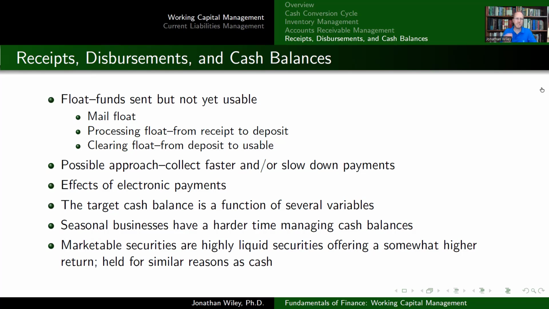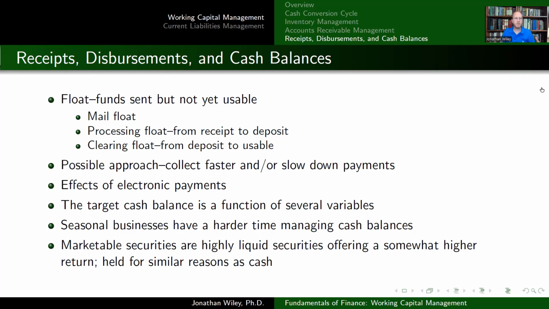Processing float is from when you've received the check to when you actually manage to get it deposited. And then clearing float would be from when you've deposited it to when your financial institution says, hey, that money is actually usable. So there was a whole length of time associated with this process of when your customer sent you money. However, you also had a similar process going on from when you sent your supplier money. There would be a delay from when you received money from your customer, but there's also a delay from when you actually paid your supplier and the money actually ultimately left your account.